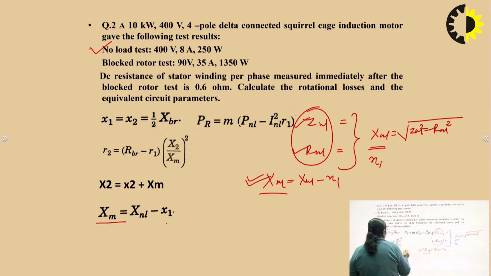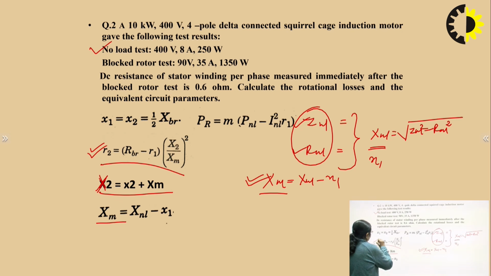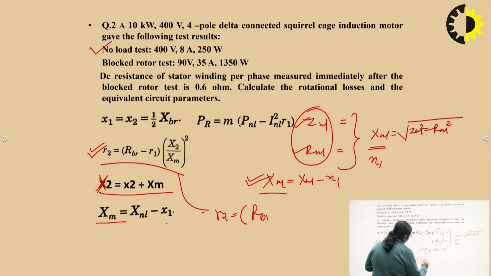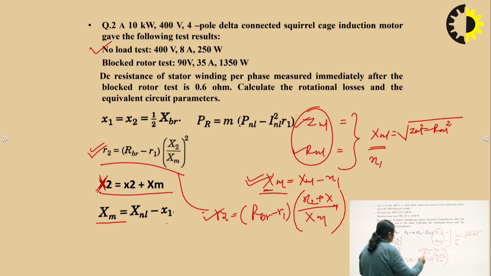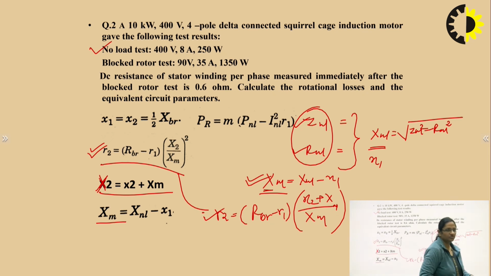Knowing Xm, I'll proceed for calculation of this capital X2 or for solution of this particular equation. This equation can also be written as R2 equals to RBR minus R1, and here it is small x2 plus Xm divided by Xm. So knowing the value of Xm from here, I can very well calculate the value of resistance R2, right?